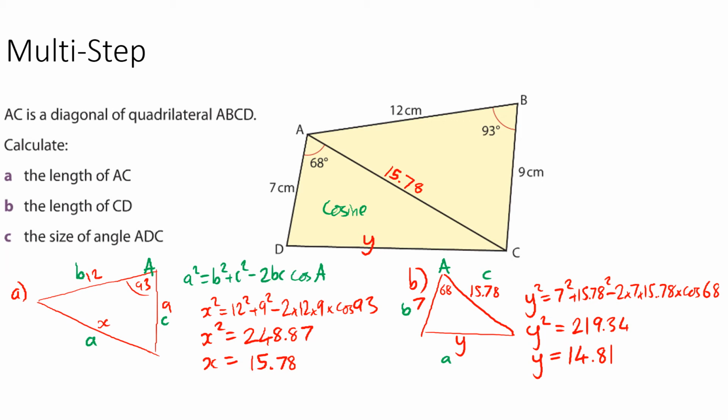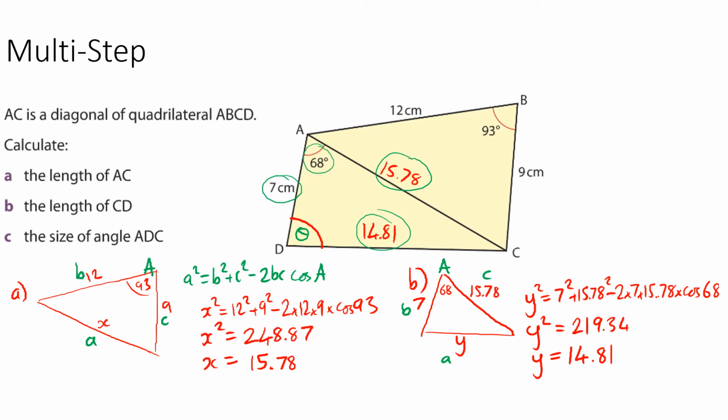We want to find the angle ADC. So let's rub off the diagram again. ADC is this angle here. Now what do we know? We know this is 15.78. We know this is 14.81. So if we look at that bottom triangle, what have we got? We've got 1, 2, 3 sides, and we've kind of got 2 angles as well. We've got the 68 and we've got the angle we're trying to find. So you've got a little bit of a choice here.